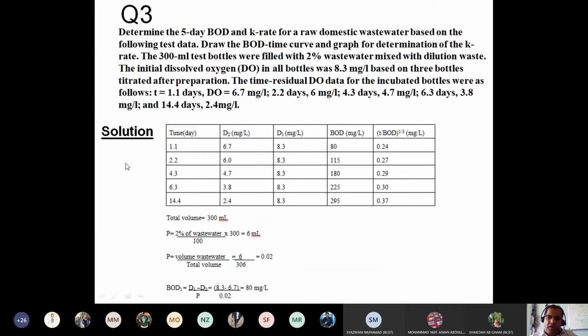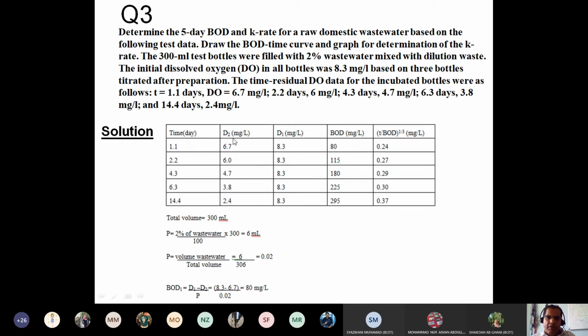We go to question 3. Question 3 is more involved because there is drawing. What it says: determine the 5-day BOD and K rate of the raw domestic wastewater based on the following data. So you have here time 1, 2, 4, 6, 14 days with 5 data points. Here we need to make interpolation if we don't draw. We can draw. I will show you how to draw and how to take this value from the drawing.